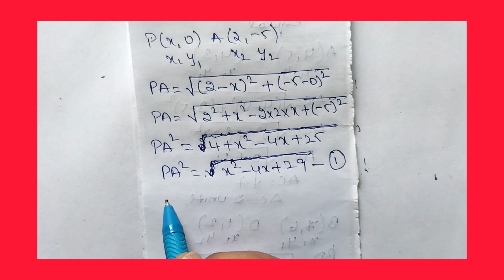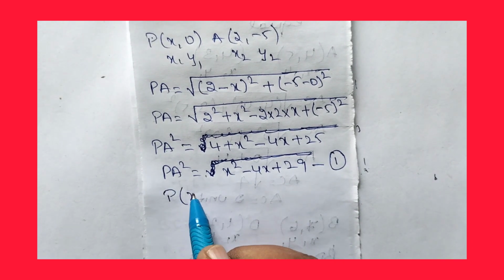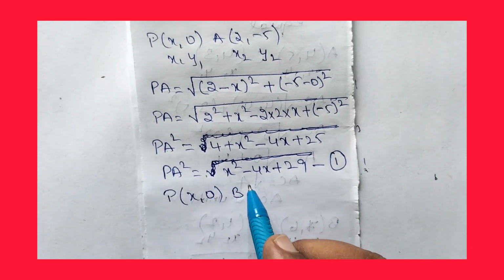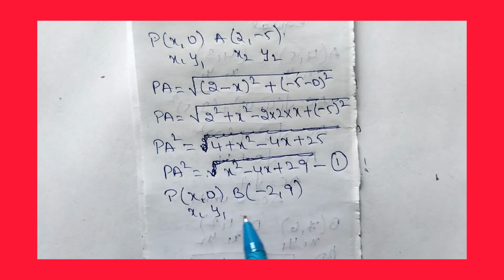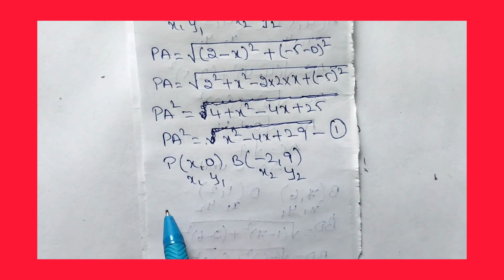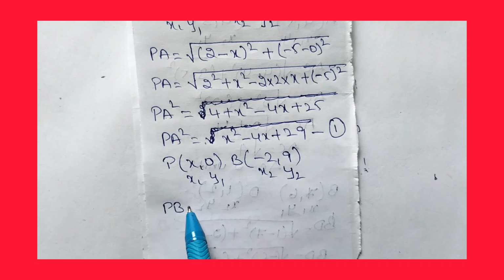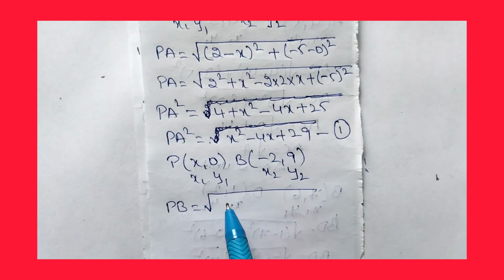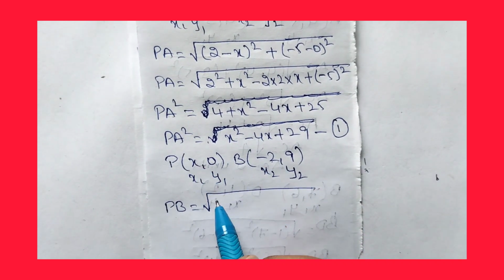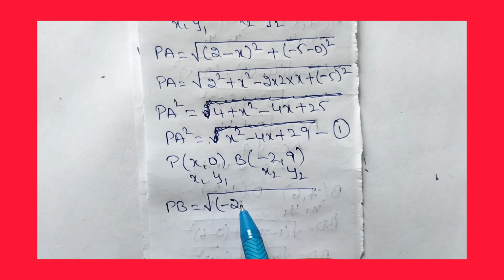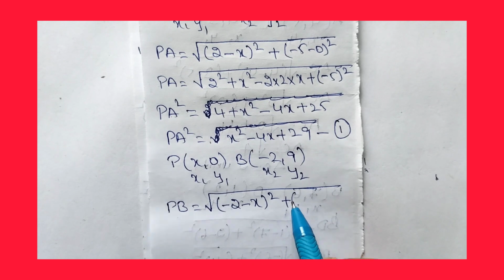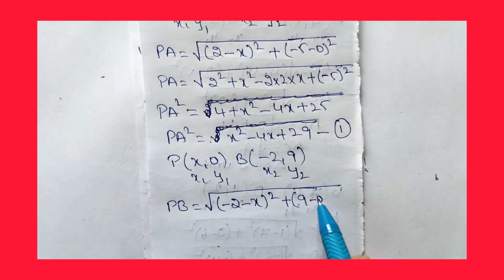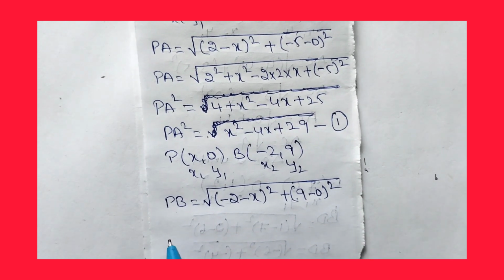Now in the same way we have to find out PB. So P is (x, 0) and B is (-2, 9). So this is x1, y1 and this is x2, y2. Now let us find out the distance between P and B. PB is equal to the square root of (x2 - x1) whole square plus (y2 - y1) whole square. x2 is -2 minus x1, that is x, whole square, plus y2 is 9 minus y1, that is 0, whole square.